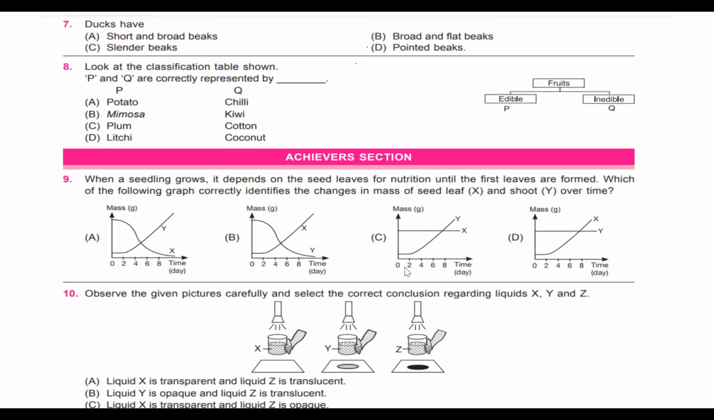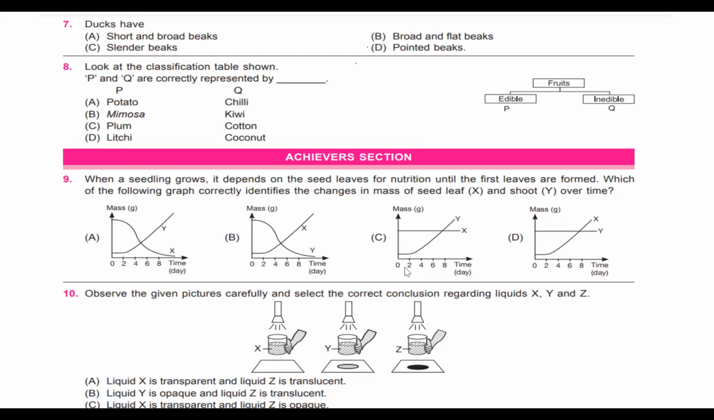P is edible, Q is inedible. Edible is what you can eat, inedible you cannot. Which one is the option? Shall I tell the answer? Ma'am, I know, C. Yes, correct. B is plum, and C is plum and cotton. Cotton is inedible, no? C.